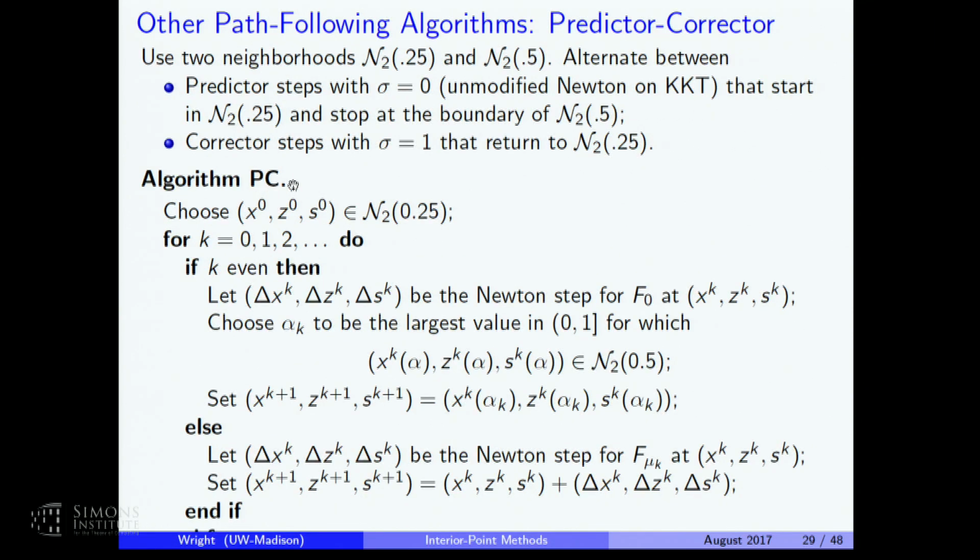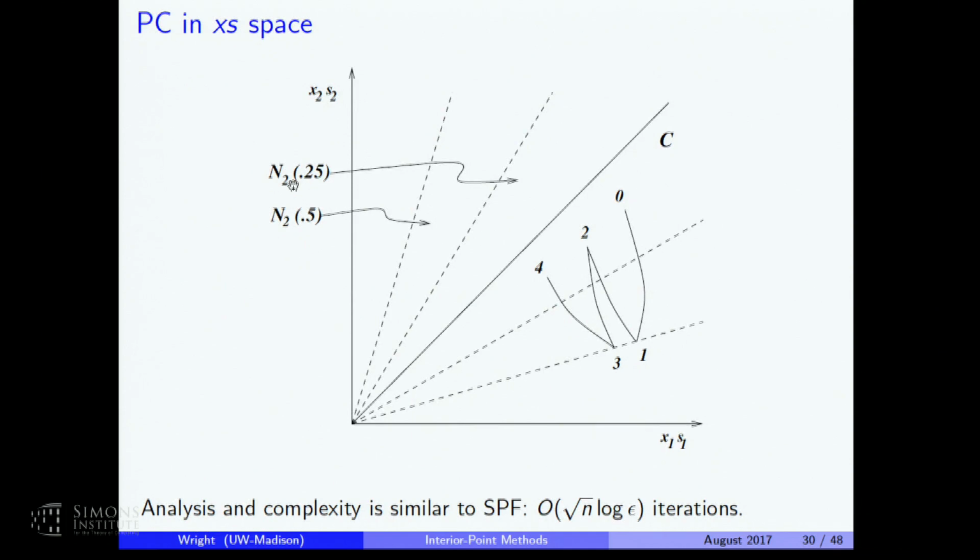Here's another variant, and this is probably the last one I'll talk about before the break. This is the so-called predictor corrector. So this one I can sort of draw a picture to illustrate what's going on. This one actually works with two neighborhoods, a wider one and a narrower one. It starts out in the narrow neighborhood and then takes a Newton step, but stops at the boundary of the wider neighborhood. So it has to do a line search to make sure that it doesn't violate the wider neighborhood. And then it does a corrector. So it computes a step from that point with the goal of getting back into the narrow neighborhood.